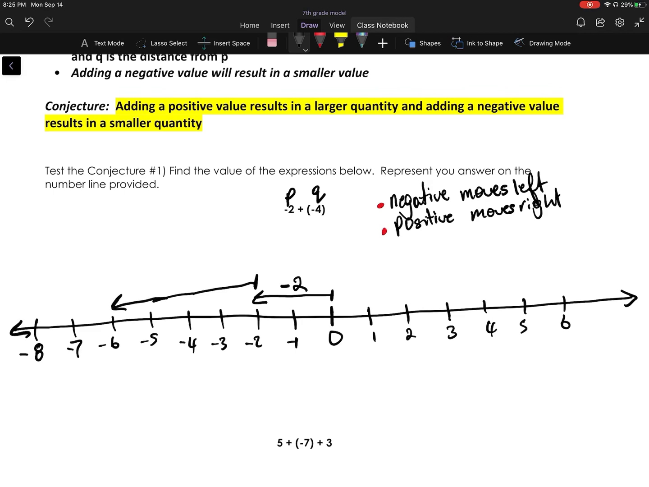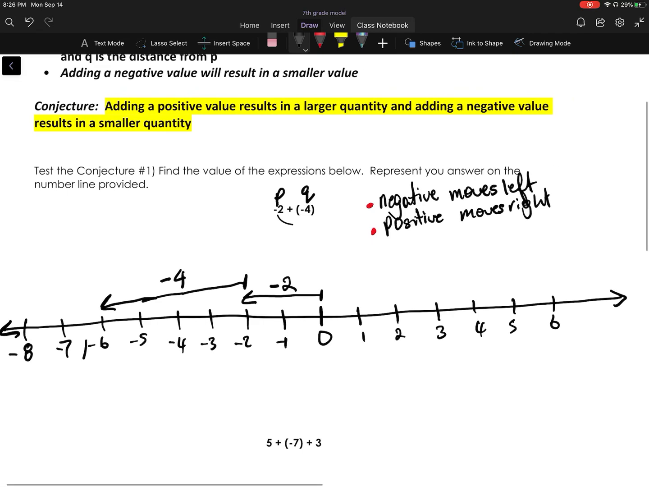Put the arrow right there and then indicate what that is. That's from my initial value. The Q is 4 units to the left. Okay, so the answer that we got right here is -6. So remember, the conjecture said that adding a positive value results in a larger quantity and adding a negative value results in a smaller quantity, right? So from -2, -6 is definitely smaller, so this proves our conjecture.